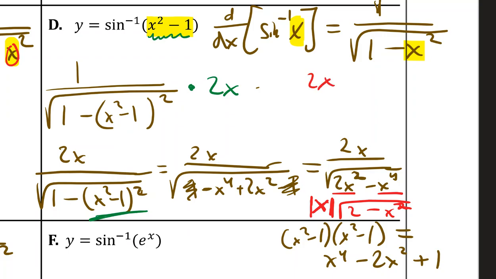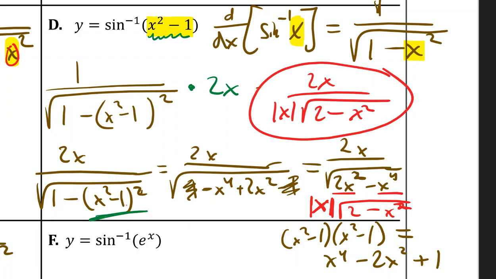So that's how they came up with 2x over the absolute value of x times the square root of 2 minus x squared. They really just boiled this out, combined like terms, and then pulled out an x squared like that. So does that clear that up? Okay. Good question. Is there anything else about the end of that I rushed through too fast? Okay.